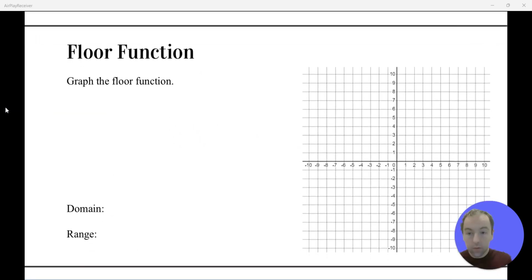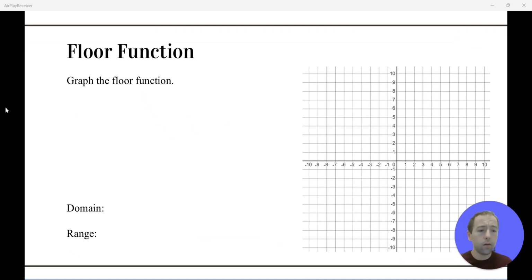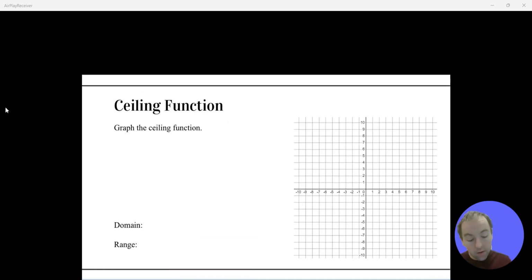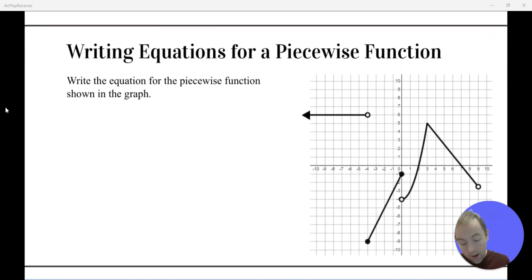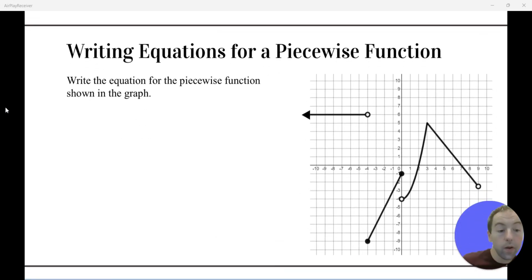All right, these couple examples right here of the floor function and ceiling function, I'm going to skip past here, and we're just going to jump to the very last example here where we are asked to write an equation for the piecewise function that is shown in the graph. So you'll see in this piecewise function, it looks like there are probably 4 different equations we're going to be able to write for the 4 different pieces that we're seeing right here.